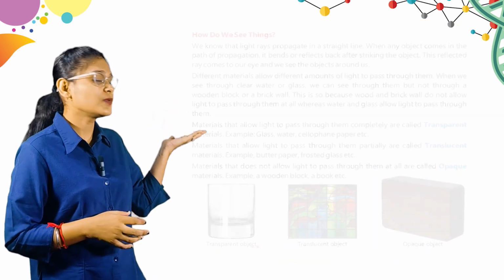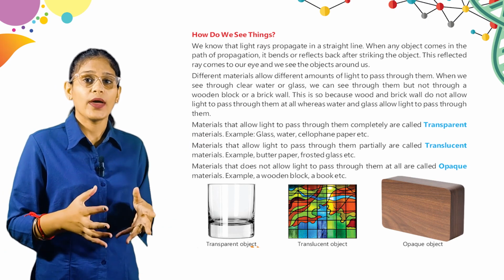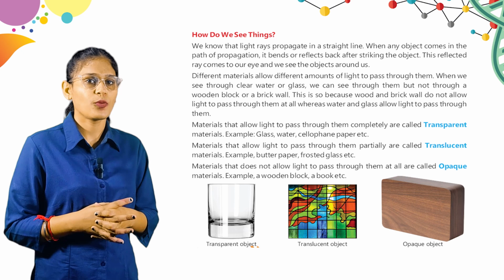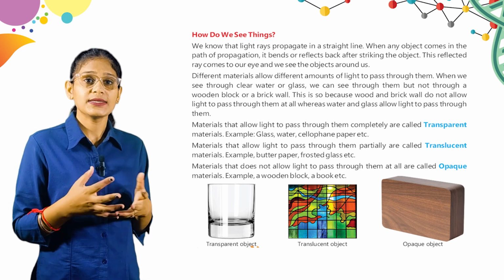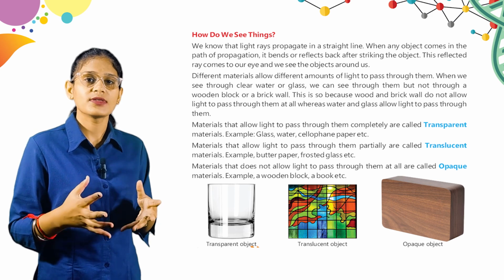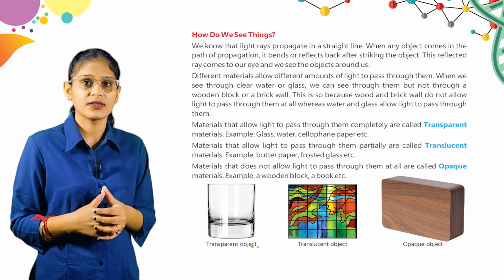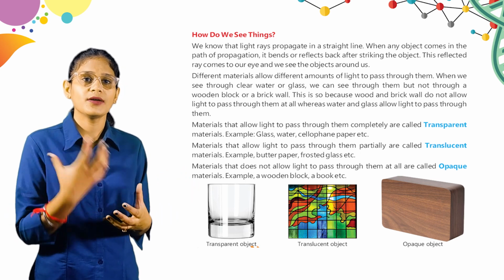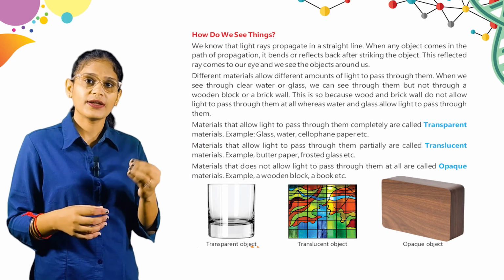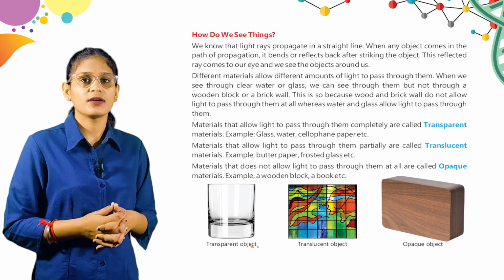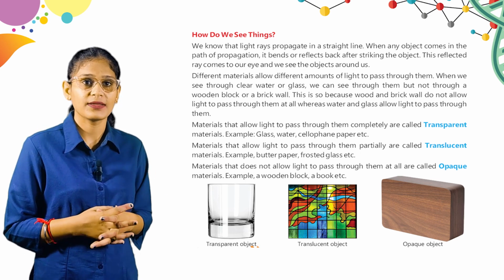Now how do we see things? We know that light rays propagate in a straight line. When any object comes in the path of propagation, it bends or reflects back after striking the object. This reflected ray comes to our eye and we see the objects around us. तो स्टूडेंट, हमारी लाइट जब स्ट्रेट लाइन में ट्रेवल करती है और वो किसी ऑब्जेक्ट पे आकर हिट होती है या उसकी पाथ में कोई ऑब्जेक्ट आती है तो वो उस पर रिफ्लेक्ट बैक होती है, और वो जो रिफ्लेक्ट बैक आपकी रेज होती है वो हमारी आईज में आती है और इसलिए हम ऑब्जेक्ट्स को देख पाते हैं.